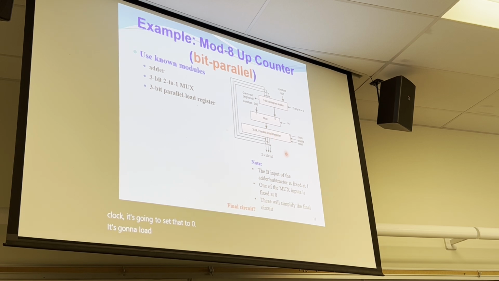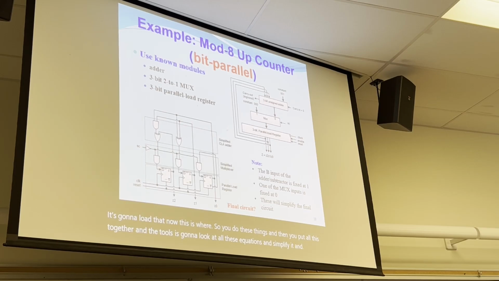Now, you do these things and then you put all this together and the tool is going to look at all these equations and simplify it, and believe it or not, it will create, because I'm incrementing, so this is an adder, I'm incrementing, it's always 0, 0, 1. So this is an A plus B. But the B is 0, 0, 1, so it's going to simplify the circuit. It's going to look something like that. And there are chips that exist like that.